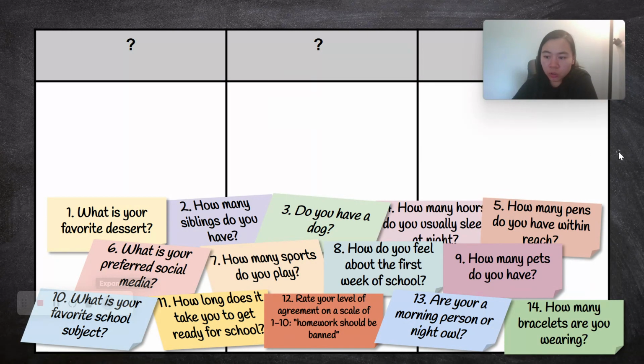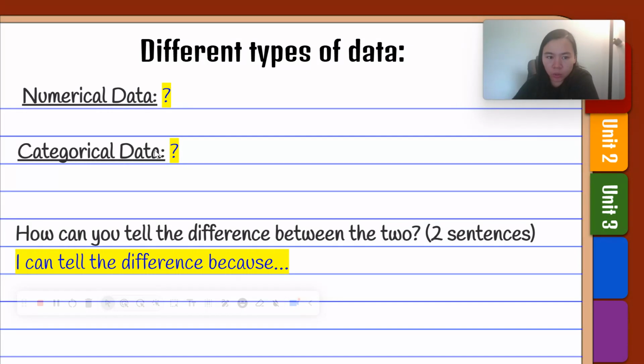Okay, so you're going to do this sort on your own in any way you like. And then, okay, you put in those 2 definitions. You're also going to write your own 2 sentences, so I'm not going to write that part. How can you tell the difference?